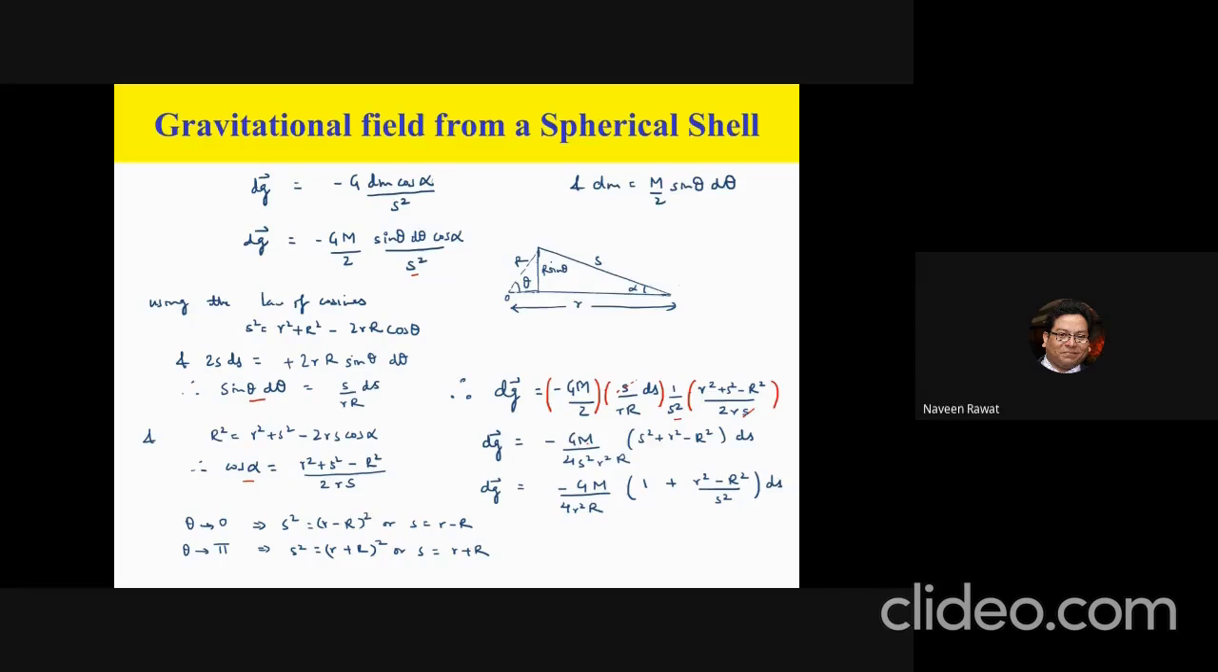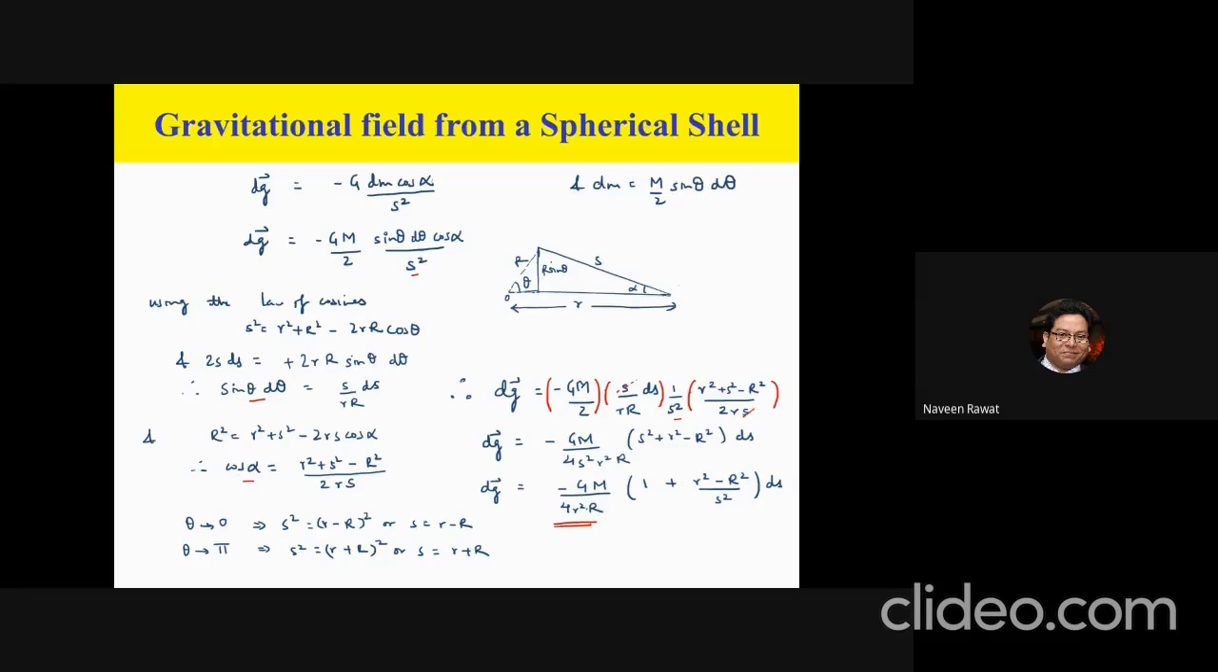You have minus gm by 2 times 2 becomes 4. I have an s squared term, an r squared term and a capital R in my denominator, and in the numerator I have s squared plus r squared minus capital R squared times ds. So that is what my expression is. Here I can take the small s squared inside, and I get an expression like this: minus gm by 4 r squared capital R times 1 plus r squared minus capital R squared by s squared ds.